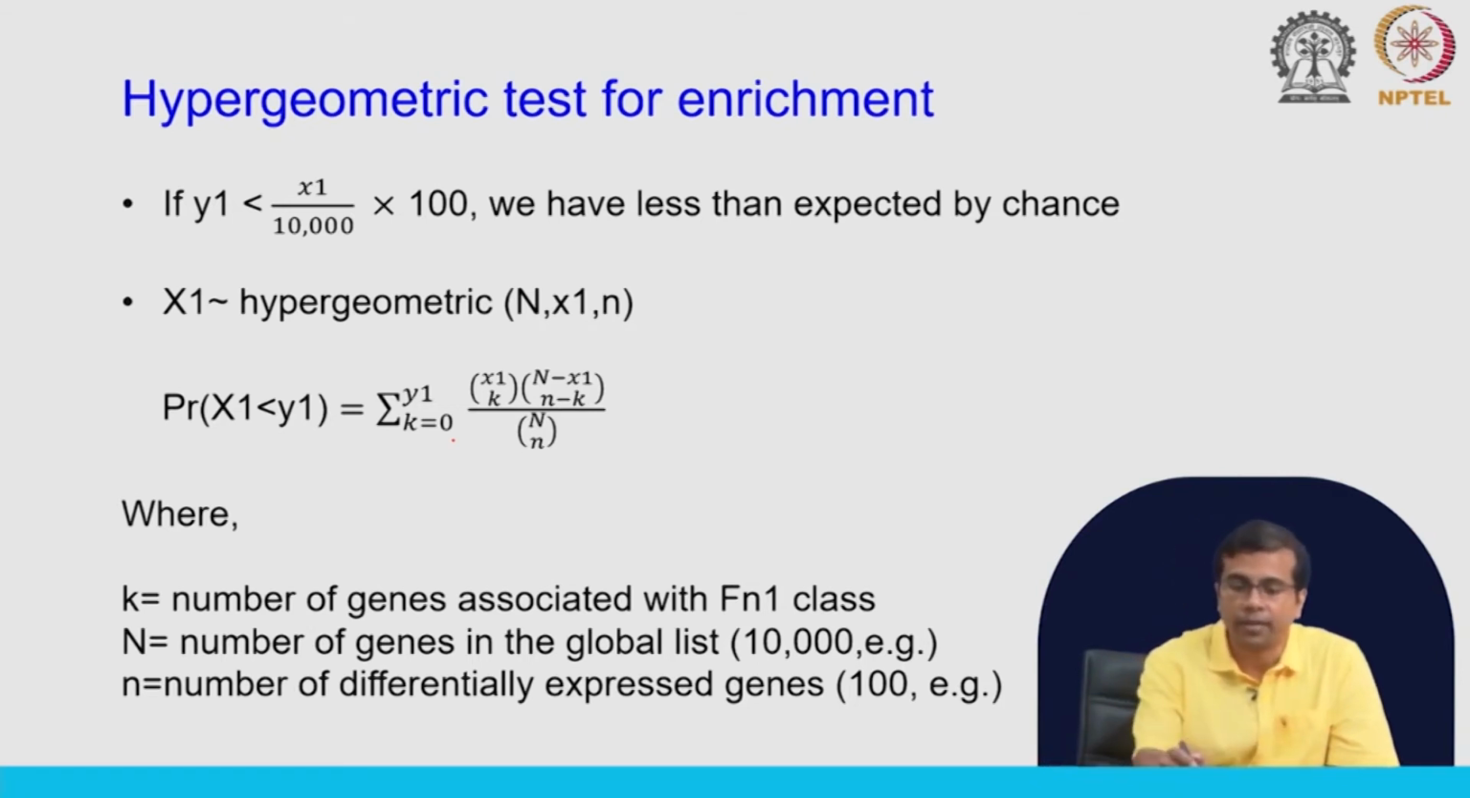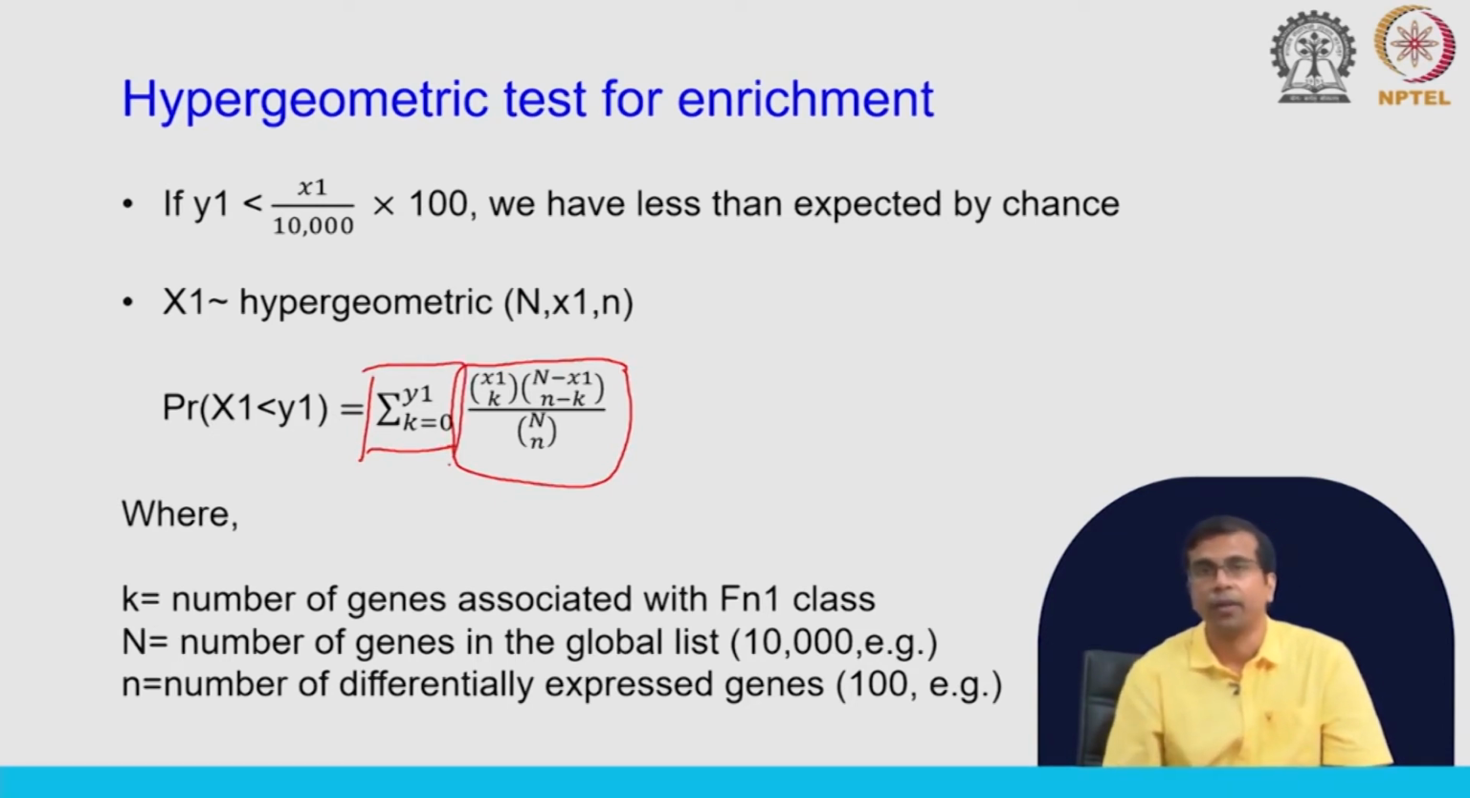Again, the formula is the same, we are just taking the sum differently. So, this starts from 0 to y1. So, we can have 0 observations, or we can have up to y1. So, we are again looking at how likely it is to observe more extreme values compared to y1, and the k, capital N and small n are the same in this case.